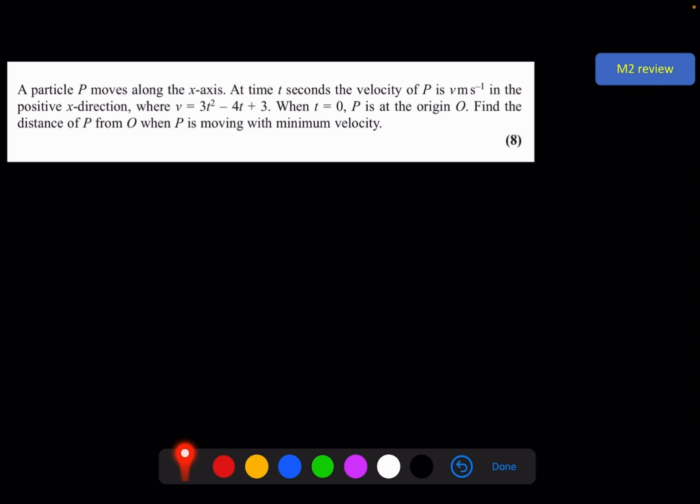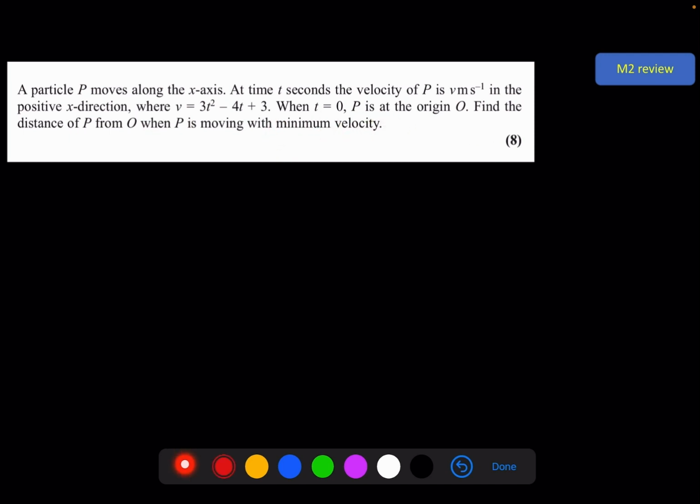A particle P moves along the x-axis. At time t seconds the velocity of P is v in the positive x direction, where v is a function of t given here. When t is equal to 0, P is at the origin O. Find the distance of P from O when P is moving with minimum velocity.